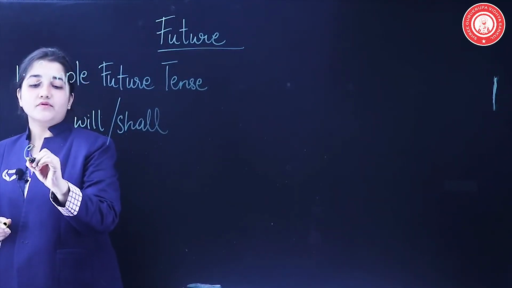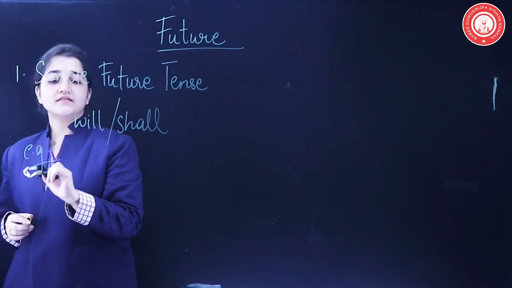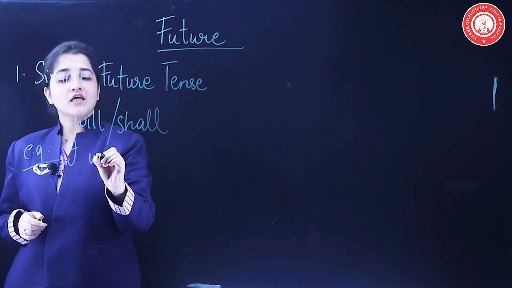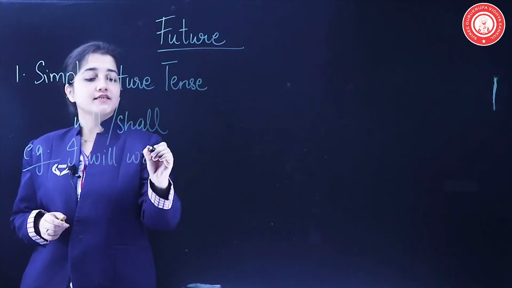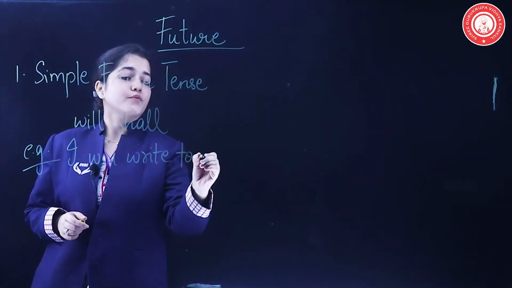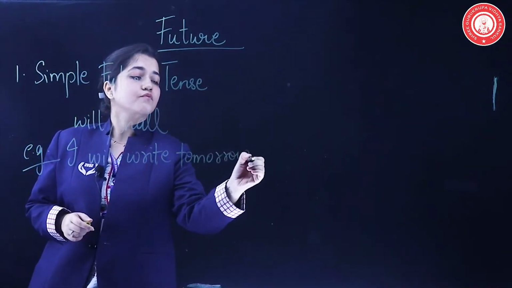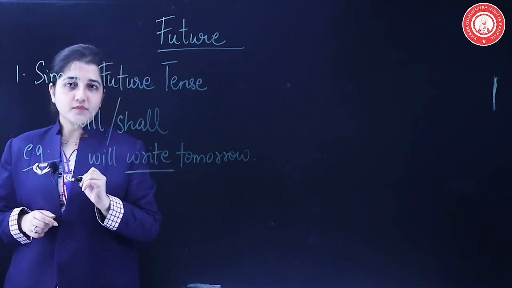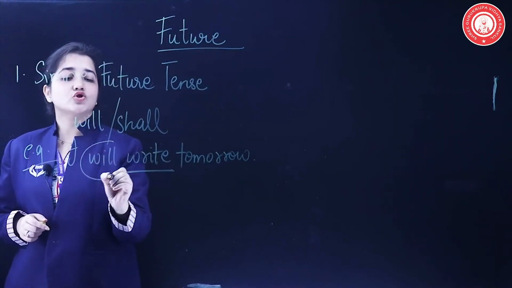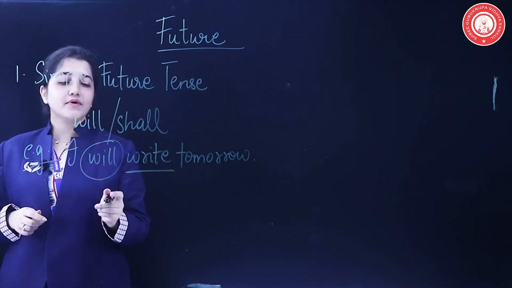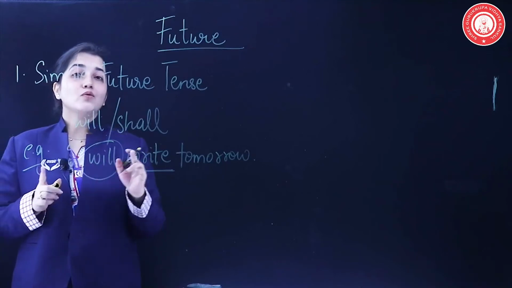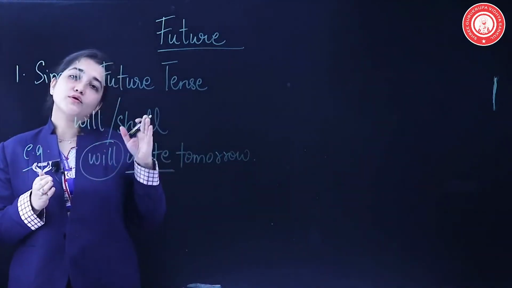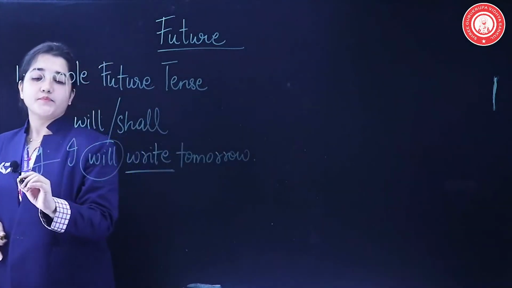So, for example, the sentence goes like this: I will write tomorrow. Here you are using the first form of the verb write and you are joining it with the modal or helping verb will. So, I will write tomorrow. This is an action that you're going to do sometime in the future.